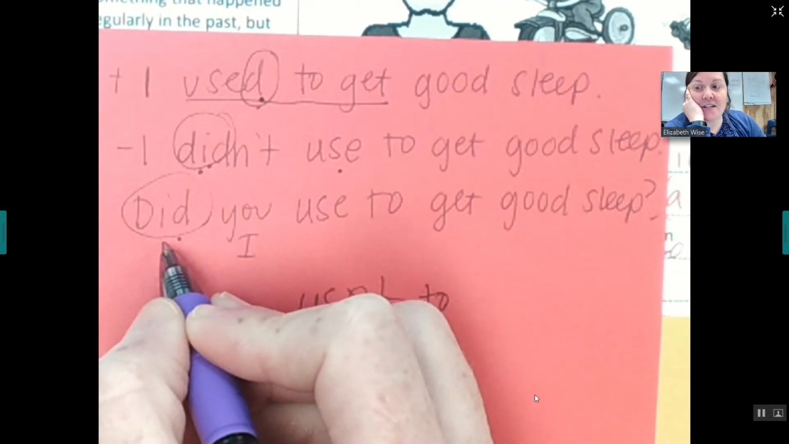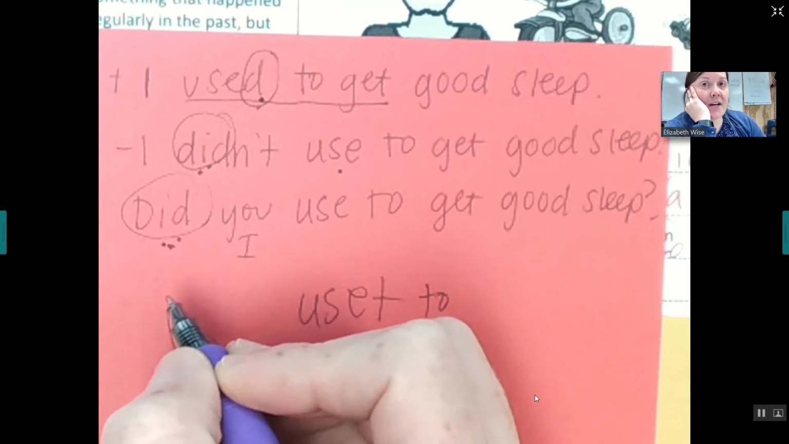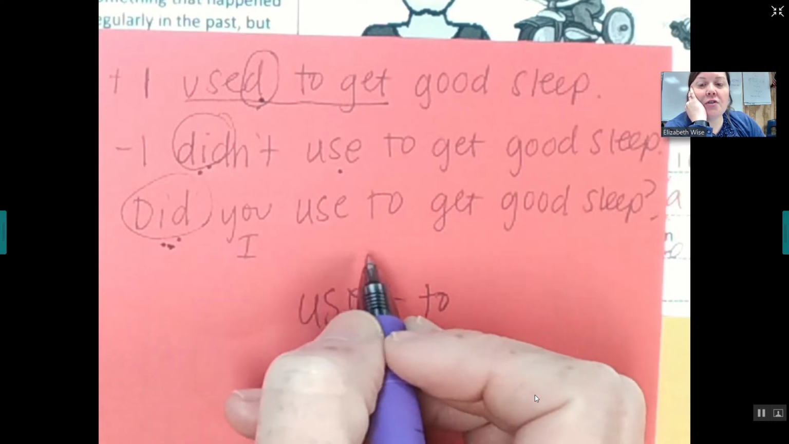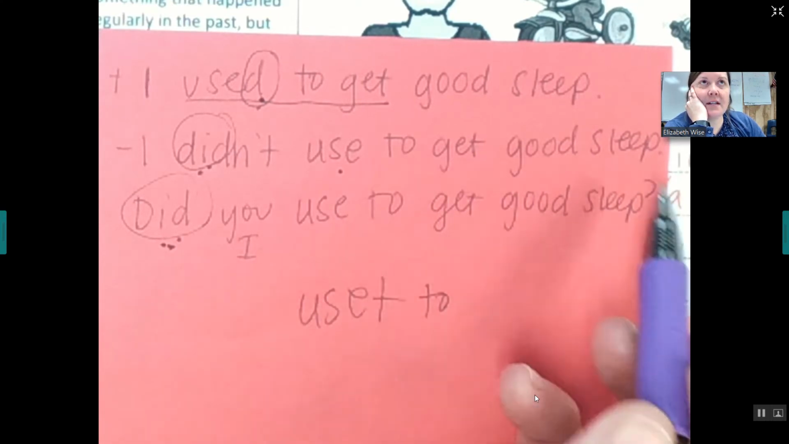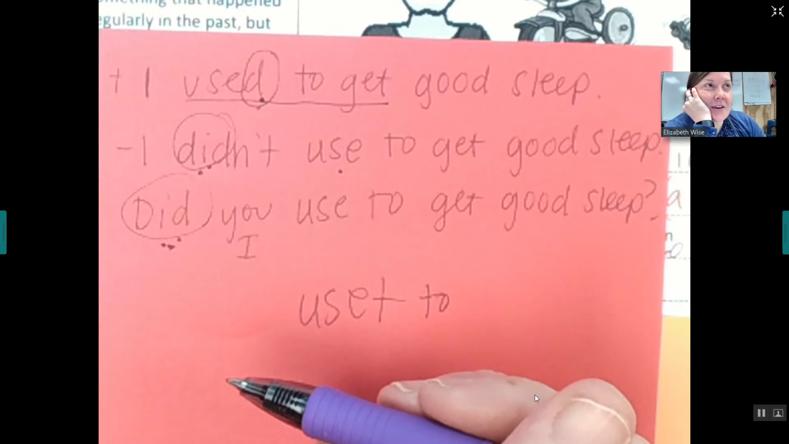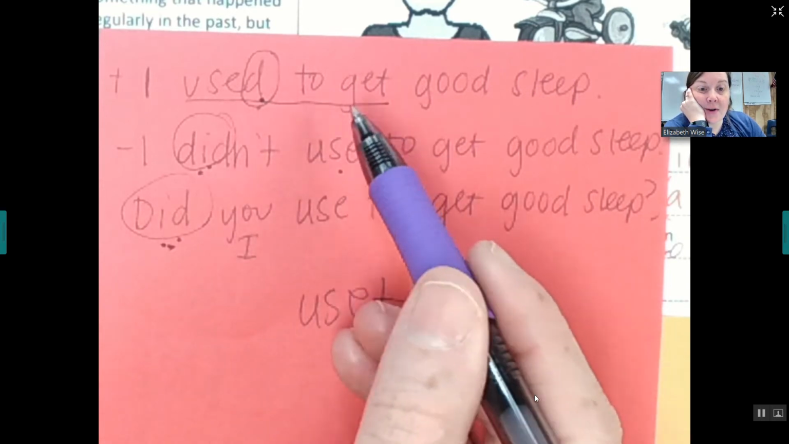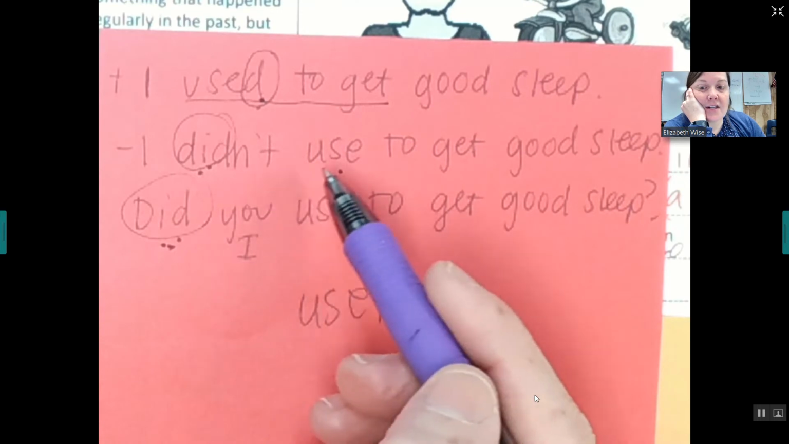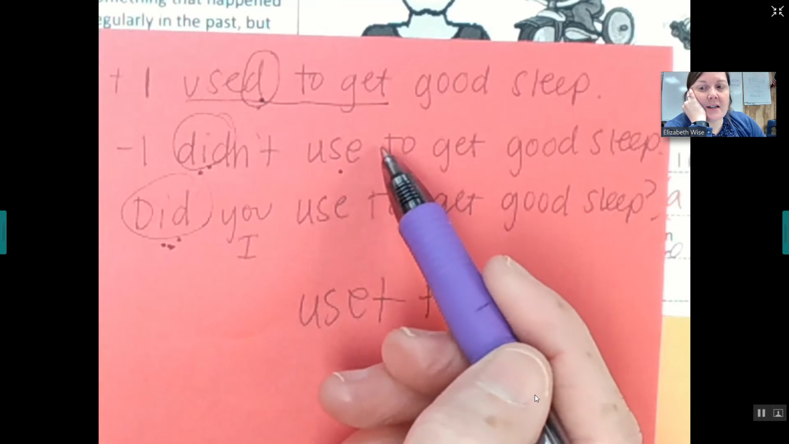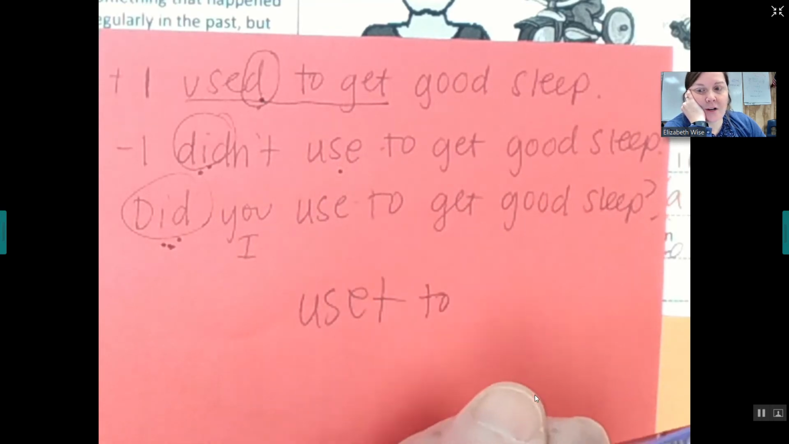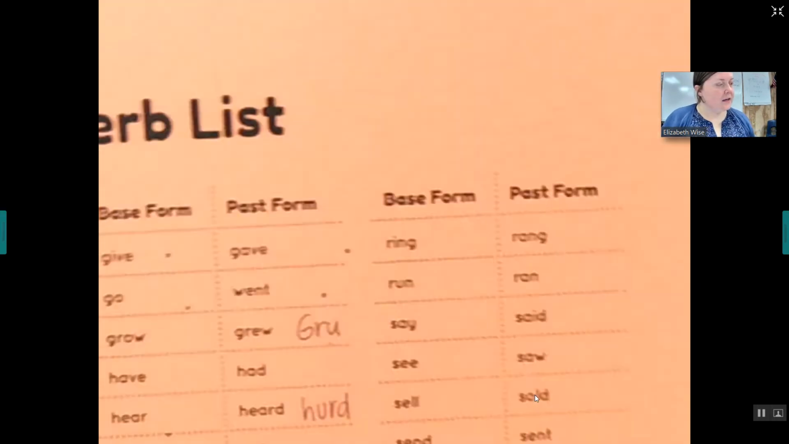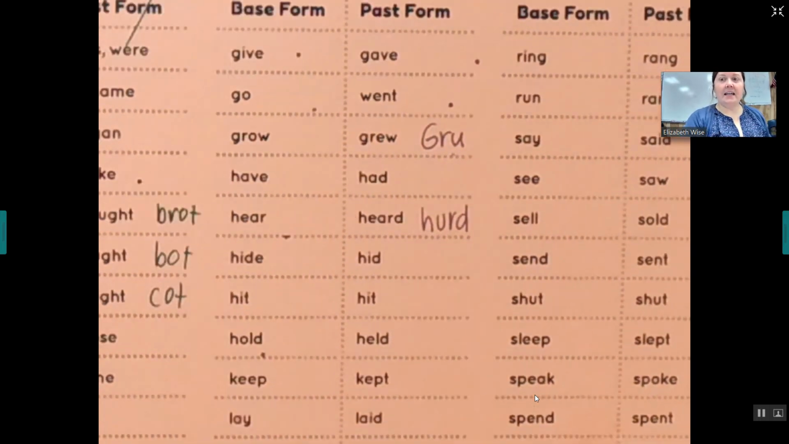And then in the question, it's the same. We're using "did", which tells us we're talking about the past. If someone asks you a question with "did", that means they're asking about the past. Did you use to get good sleep? Honestly, now that I'm saying it, you say it the same: I used to get good sleep, I didn't use to get good sleep. But when you write it, there's no D on the negative or the question. Let me know if you have questions about that.